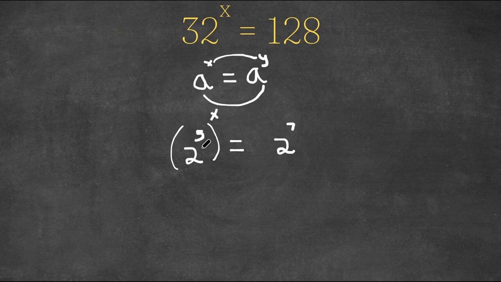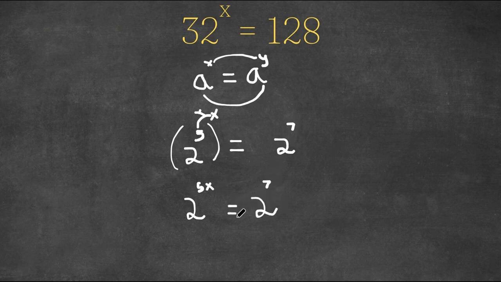Now, when we have something like this, we multiply the exponents, because 2 to the power of 5 to the power of x is the same thing as 2 to the power of 5 times x. And 5 times x is 2 to the power of 5x, and this equals 2 to the power of 7 still.